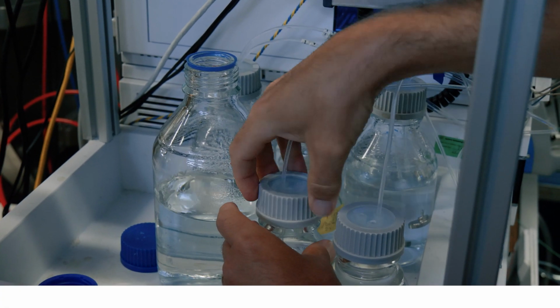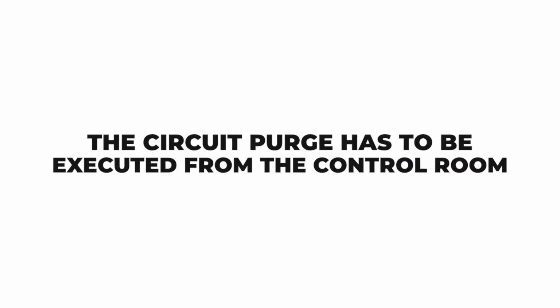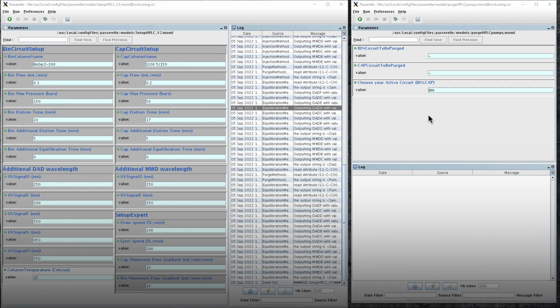When it is done, the circuit purge has to be executed from the control room. On the SEC-SAXS setup screen, the purge HPLC pumps need to be filled. If a circuit needs to be purged, the circuit to be purged parameter has to be set to B1. Otherwise, fill with a dash symbol. Here, the two circuits will be purged simultaneously. Thus, B1 has been entered for both circuits.